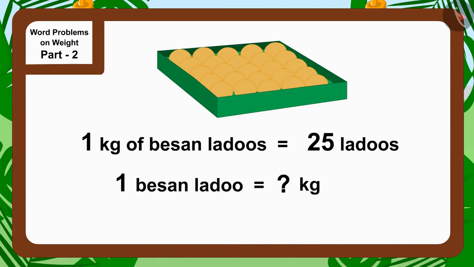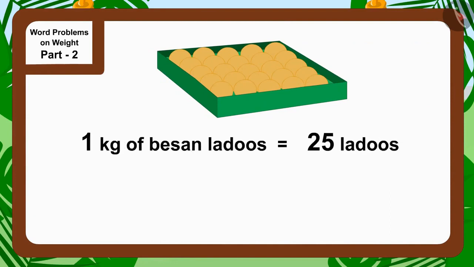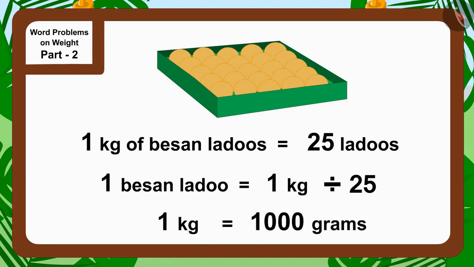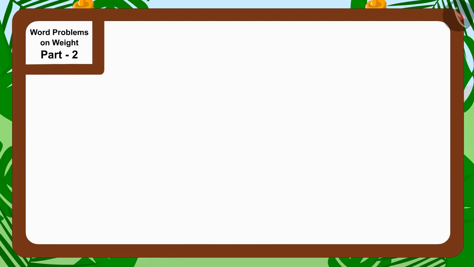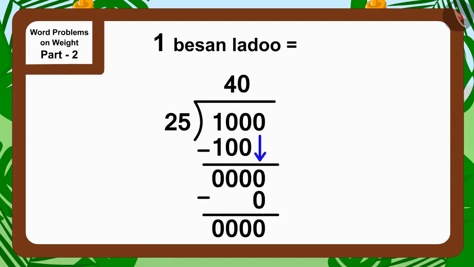much a besan laddu will weigh? If you want, you can stop the video and think about the answer. There are 25 laddus in 1 kilogram of besan laddus. This means the weight of 1 besan laddu will be 1 kilogram divided by 25. 1 kilogram is equal to 1000 grams. So, the weight of 1 besan laddu will be 1000 divided by 25, 40 grams.